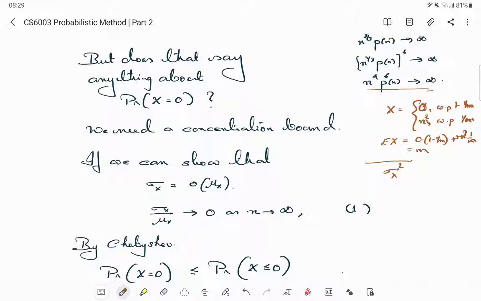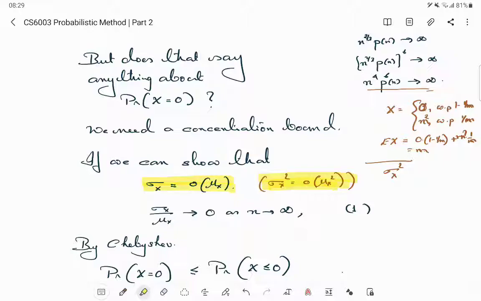If you know that, then we can be a bit loose with the estimate and avoid extremely detailed calculations. So what we need turns out to be exactly this. We want to show that the standard deviation, not the variance, the standard deviation is little o of mu of x, or equivalently the variance is little o of mu of x squared. Okay, this is our target. If we can show this, then we are done.